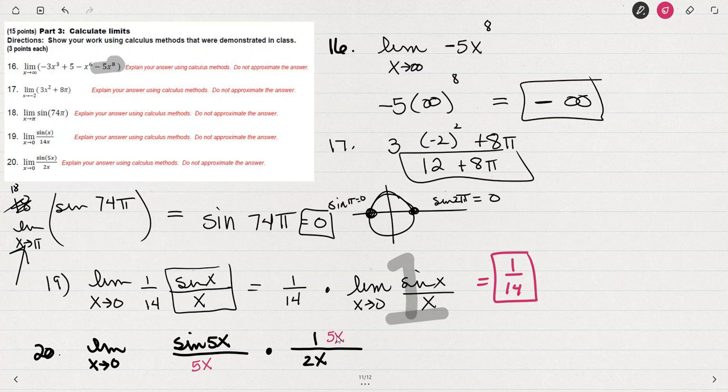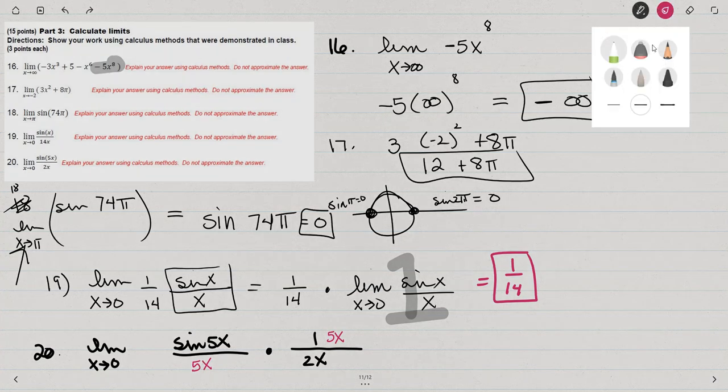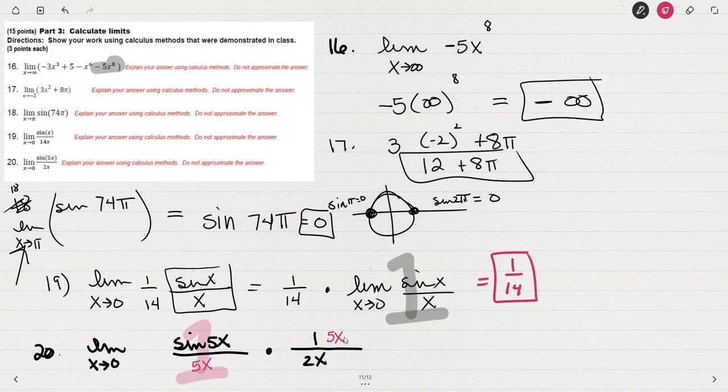That approach doesn't quite match up to what we had been doing, but it does work, because what we get here is, oh, sorry about that, I thought I had the highlighter on. The sine of 5x over 5x turns to a 1. The x's divide out, and we just get 5 over 2. And that's the answer, the 5 over 2.